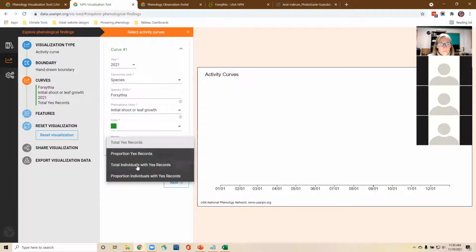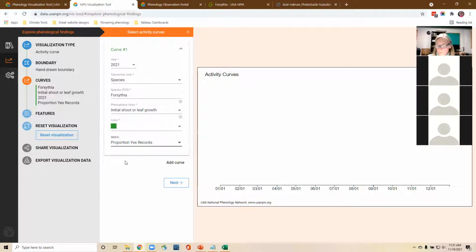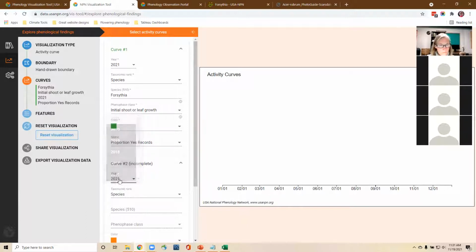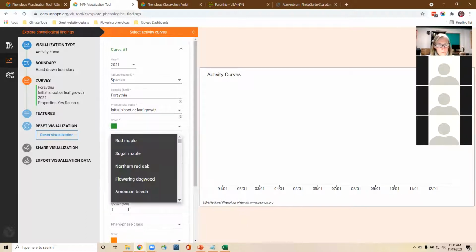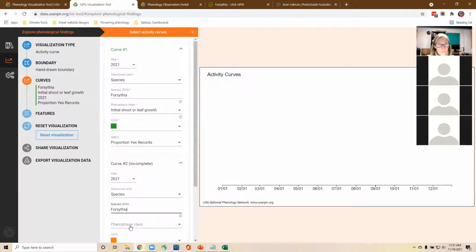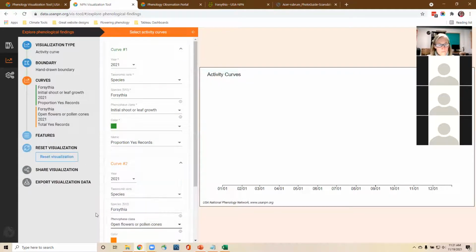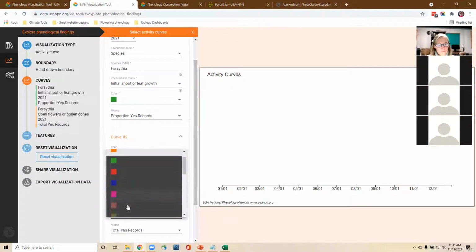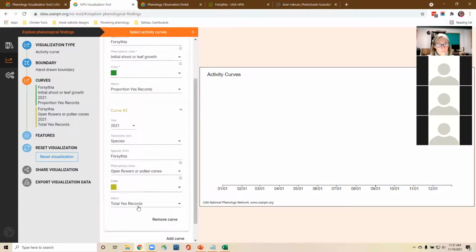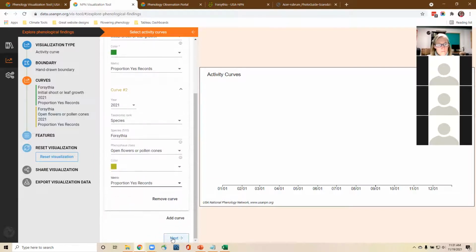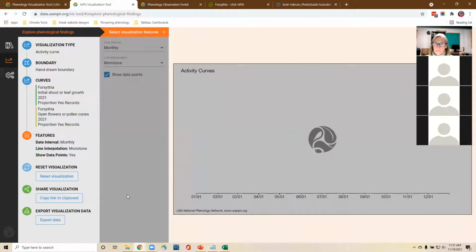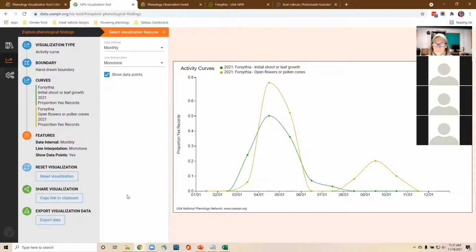You can also look at the individual plants instead of just the yes records. So this was the proportion of individuals and then the total individuals. But I usually just do the proportion of yes records. And then I'm going to add on the open flowers. Make this proportion as well. And then we will get a graph.